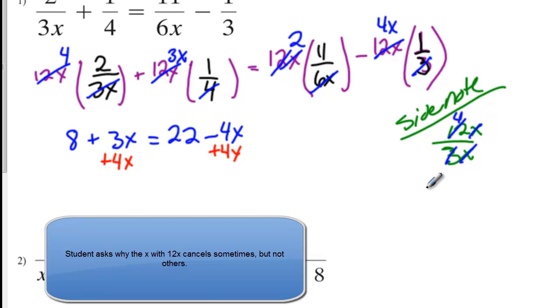But if you have 12x over 4, then the 4 goes into 12 3 times, but this x doesn't have anything to cancel it. And that's essentially what we're doing for these first two here. So we're looking at the 12x on top and the 3x on bottom. So we reduce that down to the 4. And then the 12x on top and just the 4 on bottom, we're only going to be able to reduce that 12, but that x is going to stay. So we still have the 3x left.